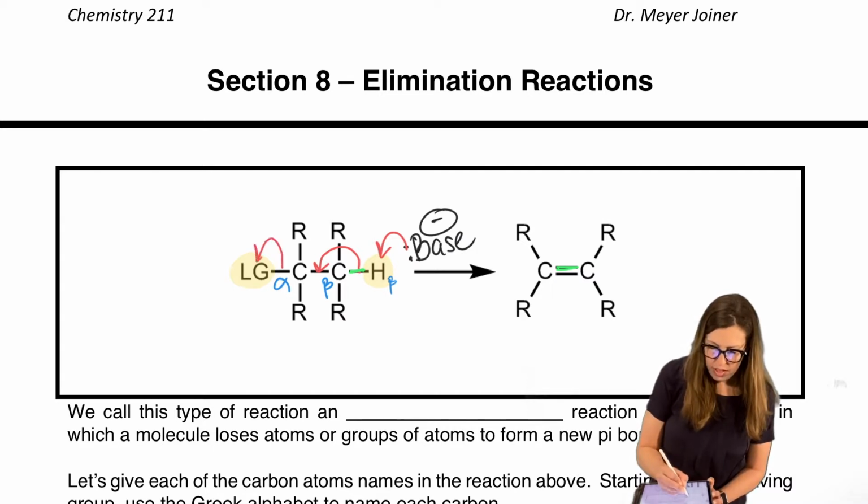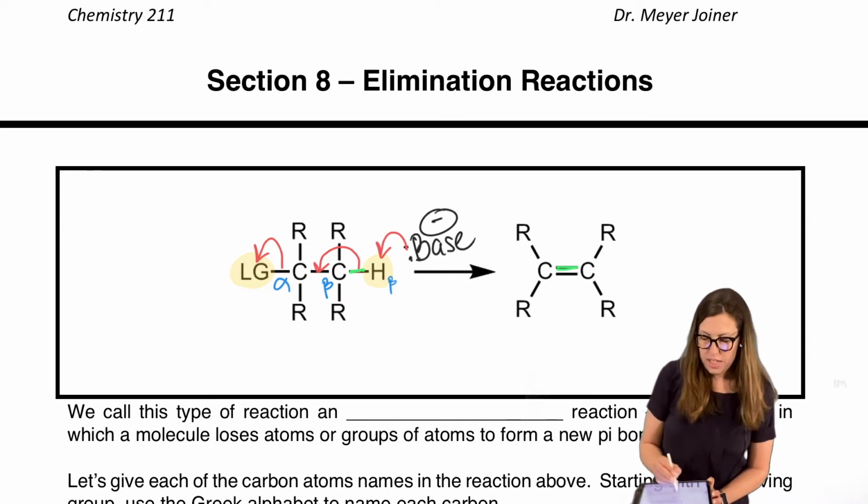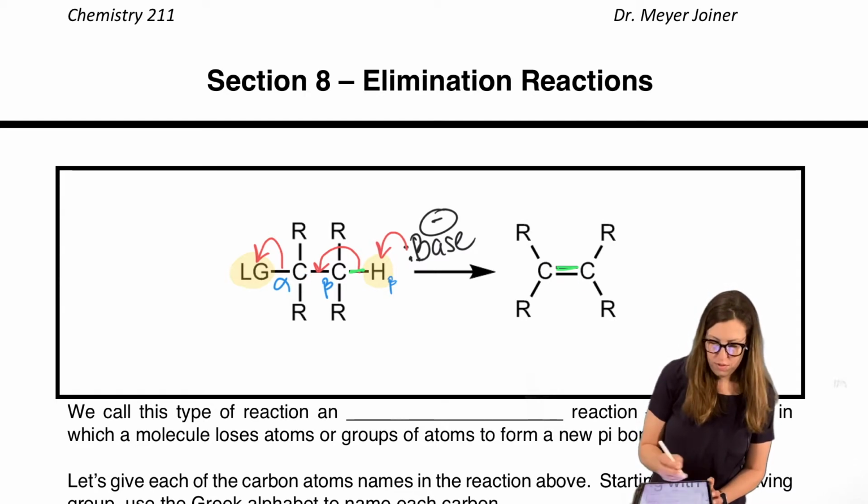Why did the leaving group leave? In order to form this pi bond, this carbon had to let something go because it would have a full octet when it's done, so it would exceed its octet if it kept the leaving group bond, right? So 3 arrows here. Base takes the H, the electrons from the H go to the alpha beta carbons to make a pi bond, right? So those are still our alpha beta carbons. And the leaving group left. Okay, so we call this an elimination reaction.